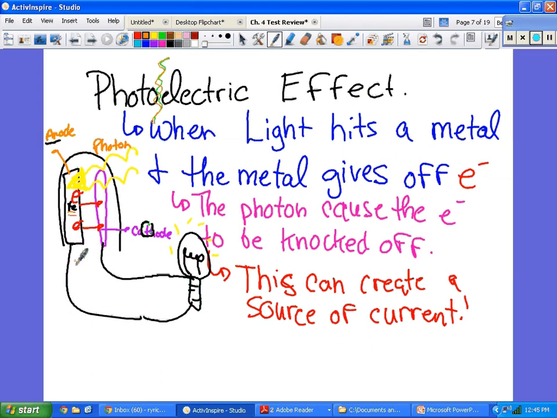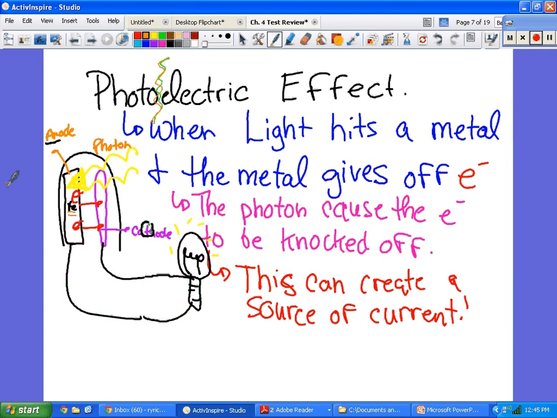Photoelectric effect: microwaves hit lead, electrons show off. Yeah, but it doesn't happen. You have to have a little more energy than an X-ray. So that's what's going on here. That is how the photoelectric effect works. When light hits a metal, the metal gives off an electron. The photon causes the electron to be knocked off. This can create a source of current, and so the light bulb turns on.